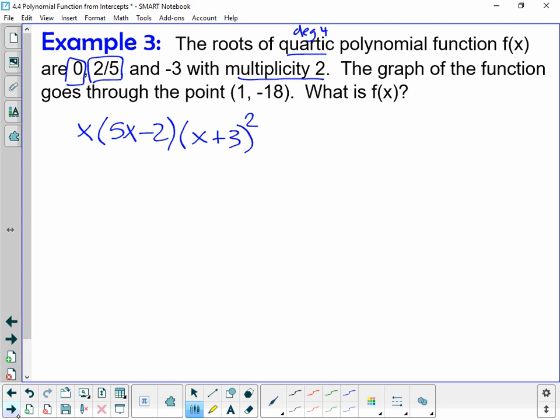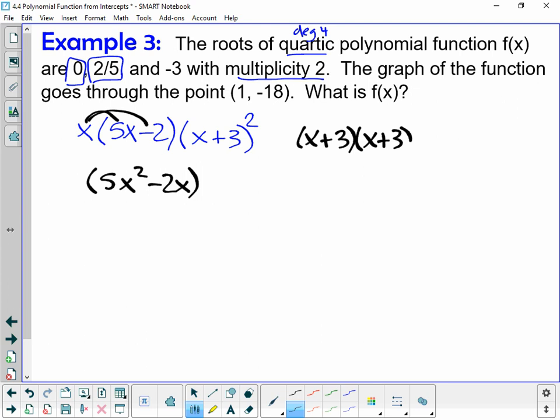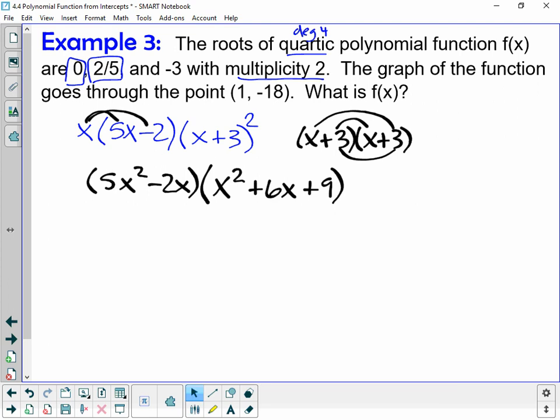Well, we could distribute this x into here. That gives us 5x squared minus 2x. And this x plus 3 squared, remember that just means times it by itself. And if we do that, we have an x squared. We have a positive 3x and a positive 3x. That's a 6x. And then finally we have a 9. Okay, so we're almost there. We just need to finish multiplying this out.